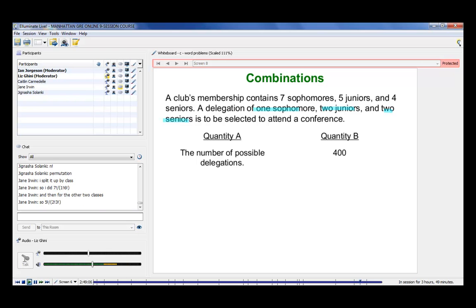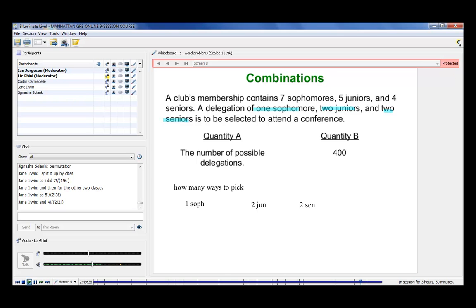You said how many ways to pick. First you said sophomore. Yeah, perfect. 1 soph, 2 junior, 2 senior. Okay, and then you multiply, right? Yeah. Okay, so formulaically you got it, the 7 factorial over 1 factorial times 6 factorial using the formula.